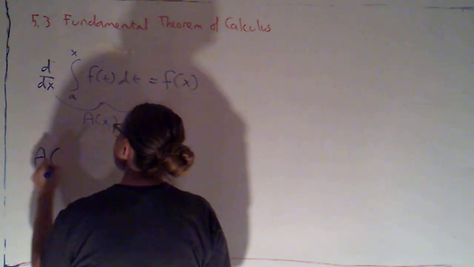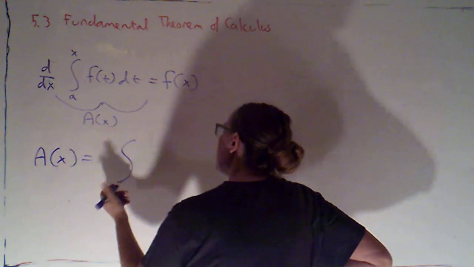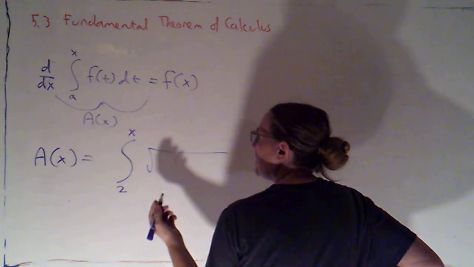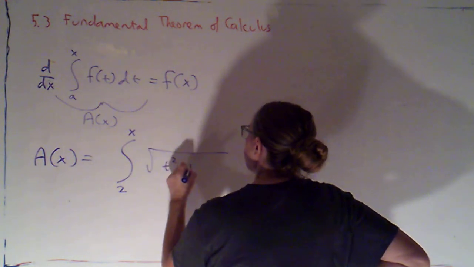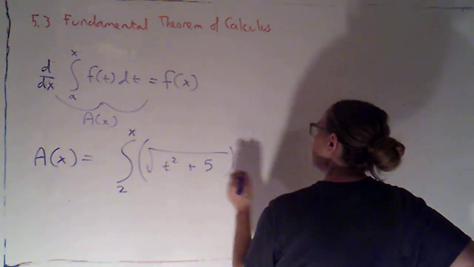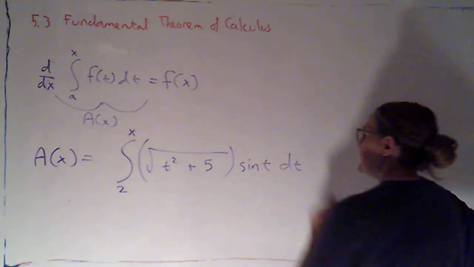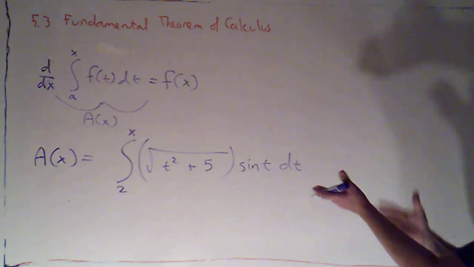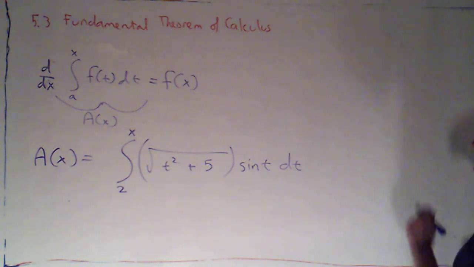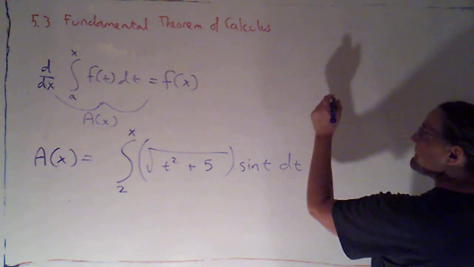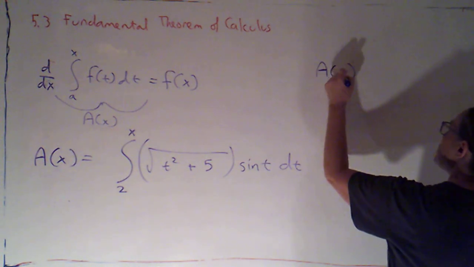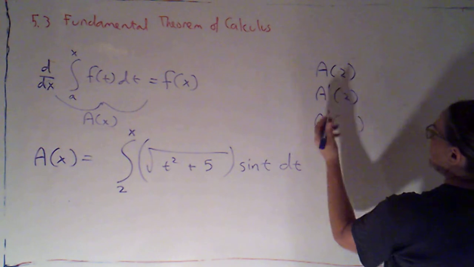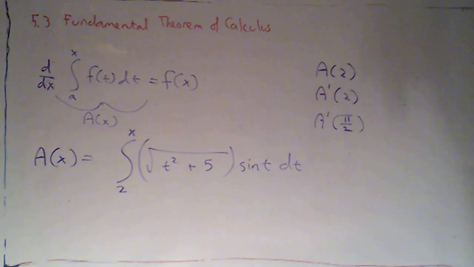So let's define A of x to be the integral from, let's say, from 2 to x of the square root of t squared plus 5 times sine of t dt. So notice this is an area function. Okay. Excellent. Now, this looks like kind of a messy area function, but let's just evaluate this. So let's find the area function at 2. Let's find A prime at 2. Let's find A prime at pi over 2. And let's leave it at that.